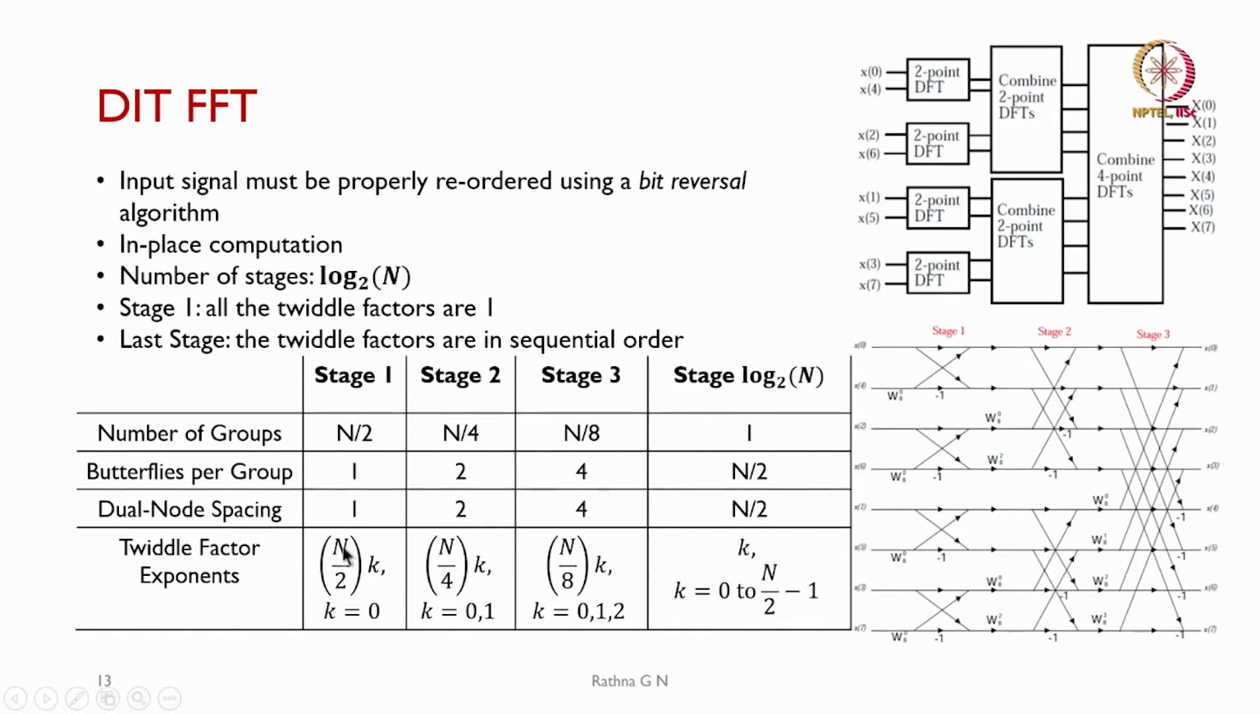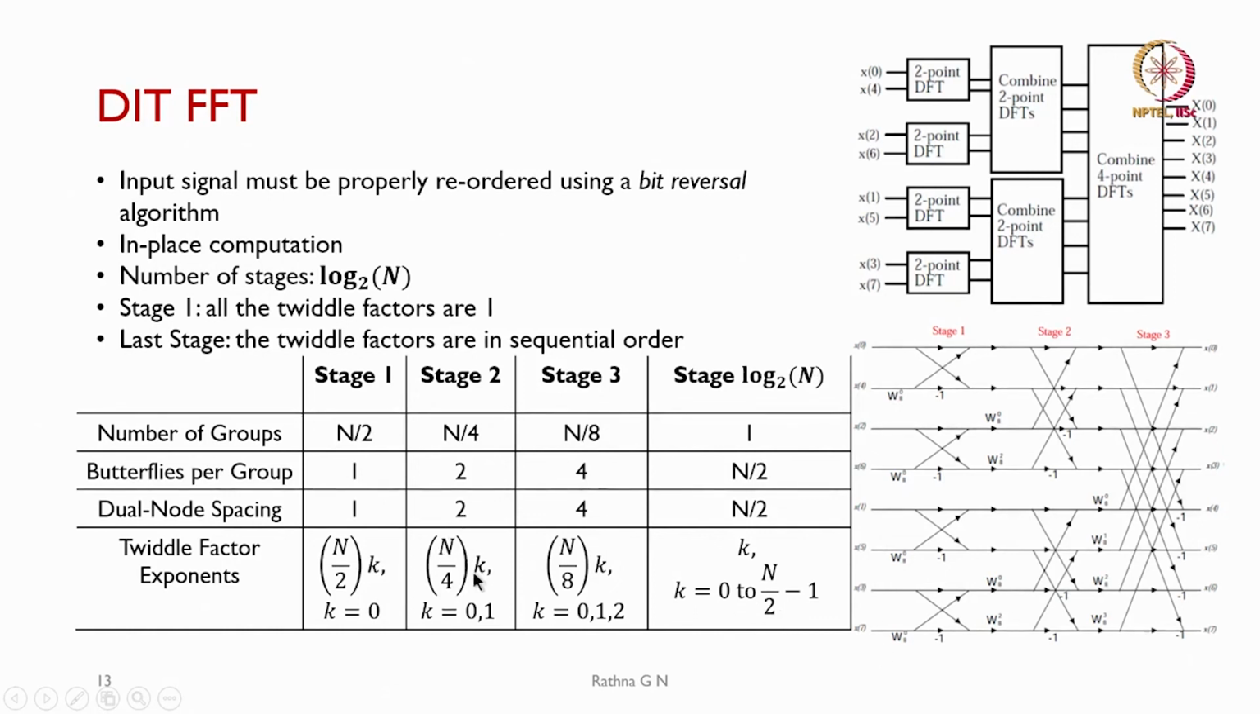So, we will be having n by 2 into k. In this case, in stage 1, k will be equal to 0. So, that means to say I will be having 8 W_N^k which are all 1. That is the reason why we can remove this, W_8^0 equal to 1. So, 8 of them are there, which is equivalent to 1 in this case. The next one in W_N^k, k is equal to 0, that is why it becomes W_8^0, which is equivalent to 1.